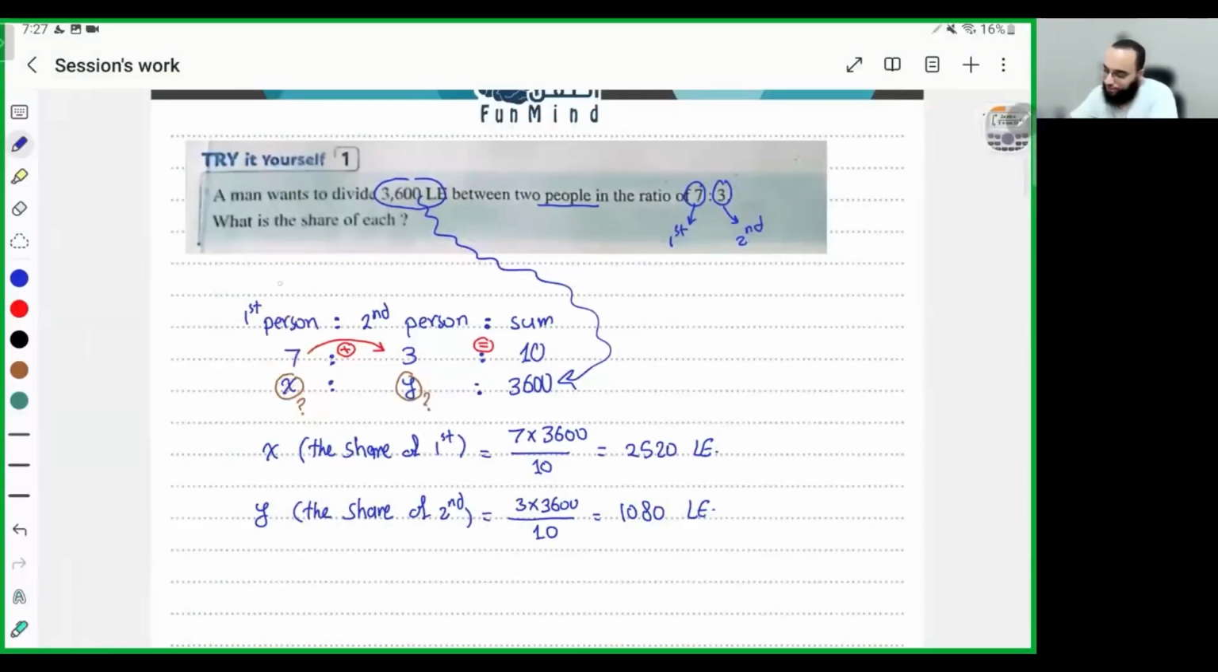So again, if you want to calculate the first section, get rid of the second section and make a cross multiplication: 7 times 3600 over 10. If you want to calculate the second section, get rid of the first section. Then it's 3 times 3600 over 10.